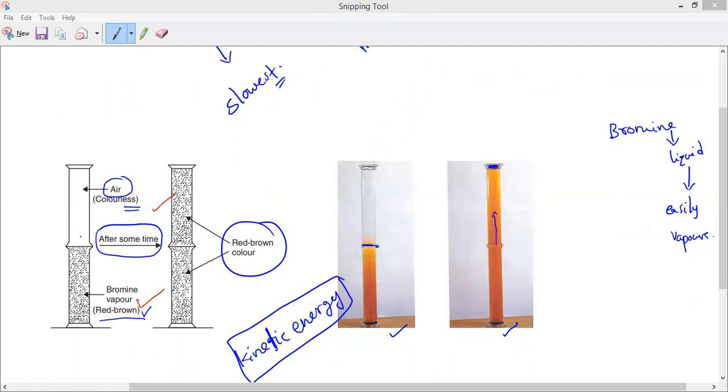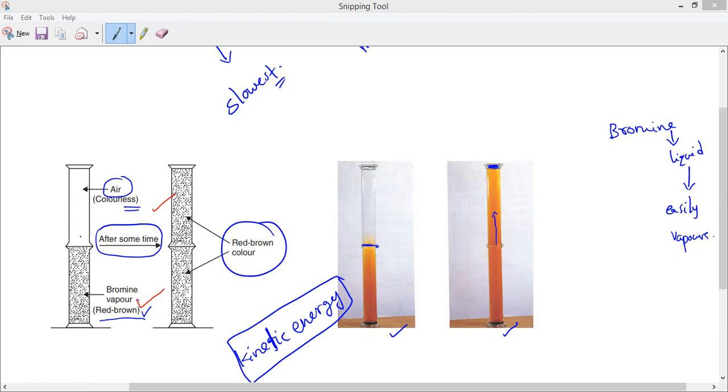So what you have written: diffusion is a property of matter which is based on the motion of the particles or movement of the particles. And this diffusion occurs in gases, liquids and as well as solids. But it is the fastest in gases and the slowest in solids. Understand? That is what you have to remember. So that is all about it. Any doubt? Ask me please.